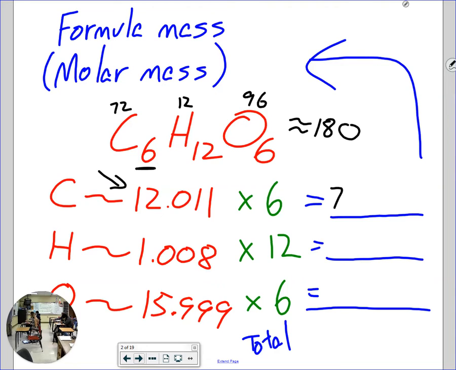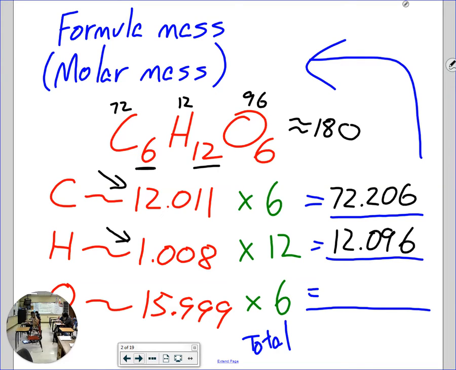72.206? Somebody confirm? Yes. Okay. All right. Now we're going to do the same thing for hydrogen. Hydrogen has a mass of 1.008 on the periodic table, but there's 12 hydrogens in the molecule. So what's 1.008 times 12? 12.096. Cool.